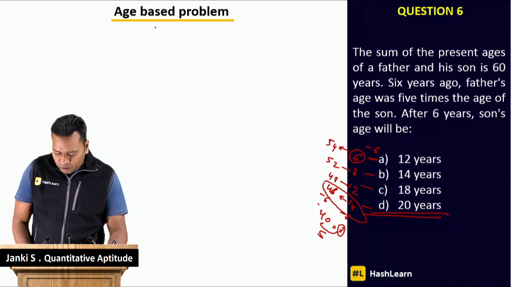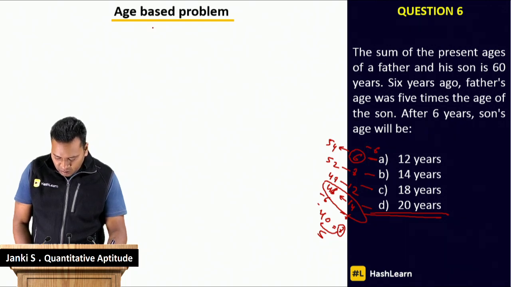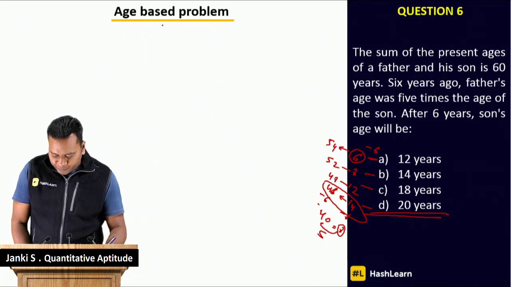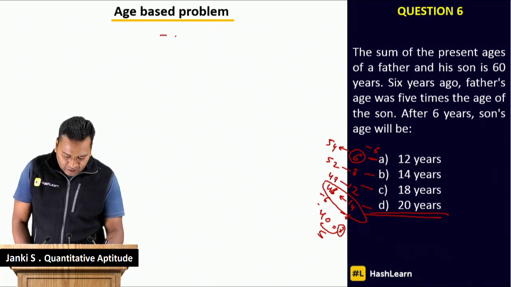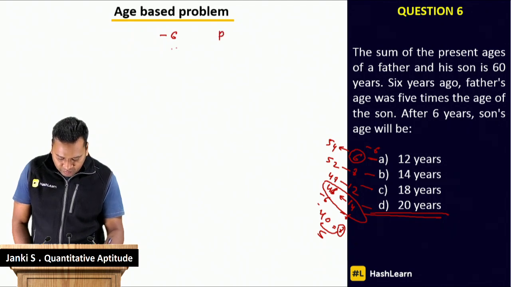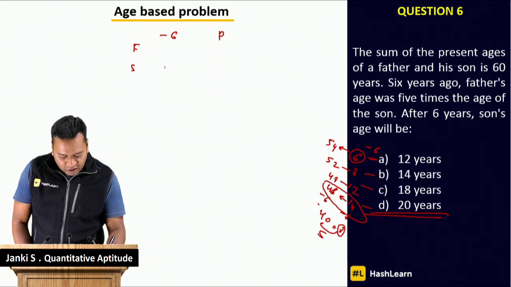The sum of the present age of the father and his son is 60 years. 6 years ago, father's age was 5 times the age of son. Right? So here, 6 years back, let's go 6 years back from presently. Father's age and son's age. Son's age is nothing but x. Father's age is nothing but 5x.